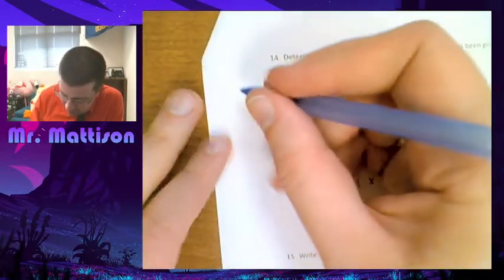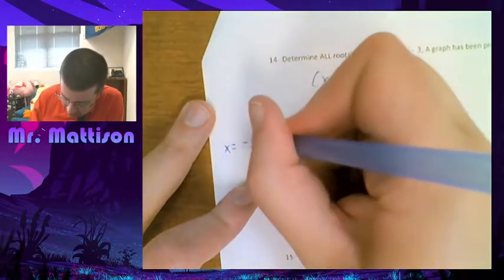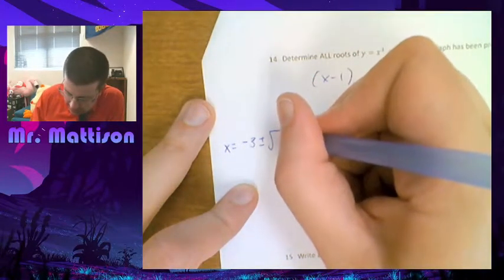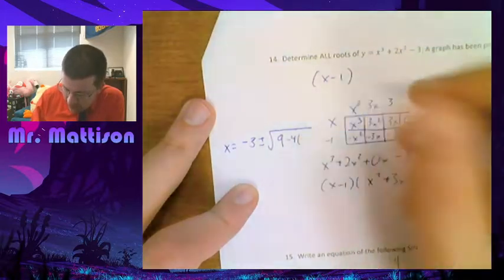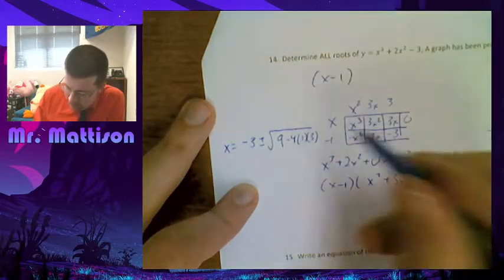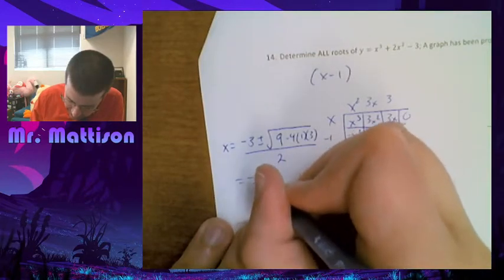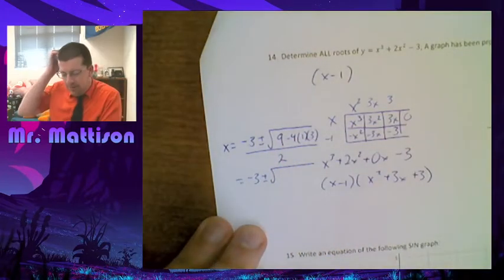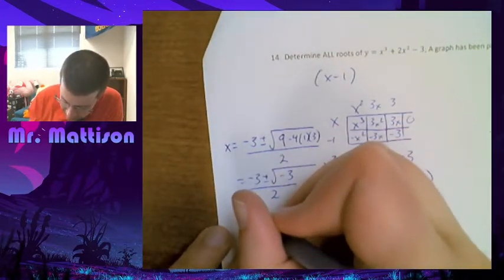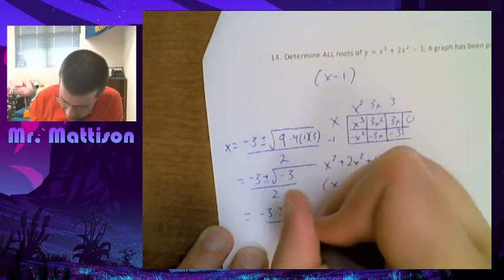So if I go to the quadratic formula, x equals negative b, so negative 3, plus or minus a big square root, b squared, which is going to be 9 minus 4 times a times c, all over 2a. So that's going to become negative 3 plus or minus the big square root of 9 minus 12, over 2. So that is going to be equal to negative 3 plus or minus i rad 3 over 2.